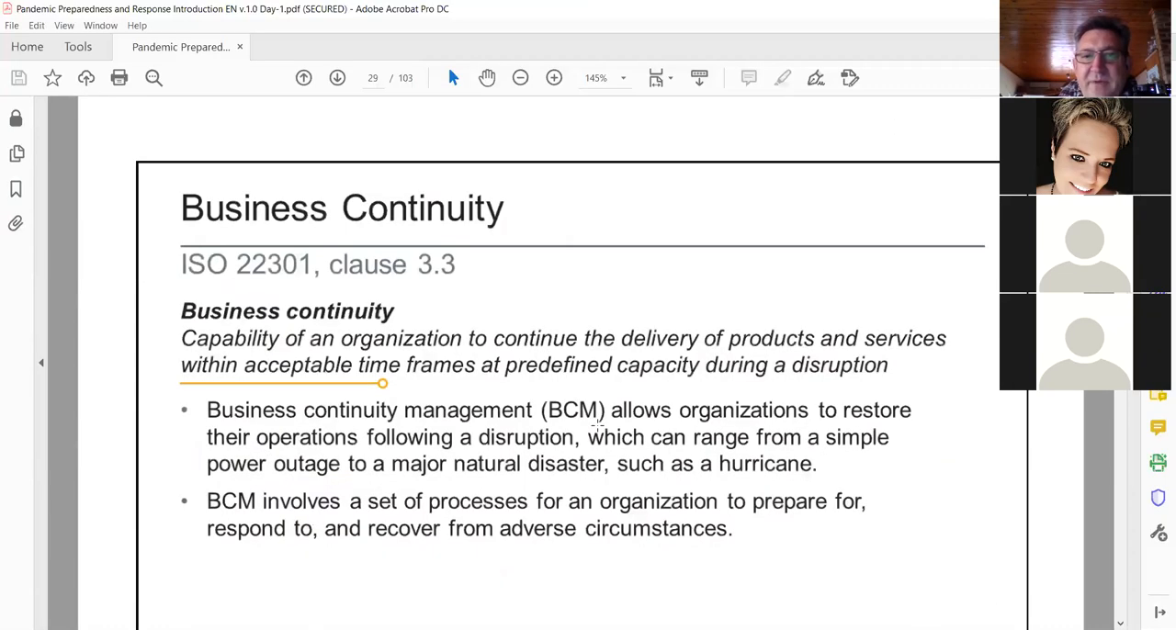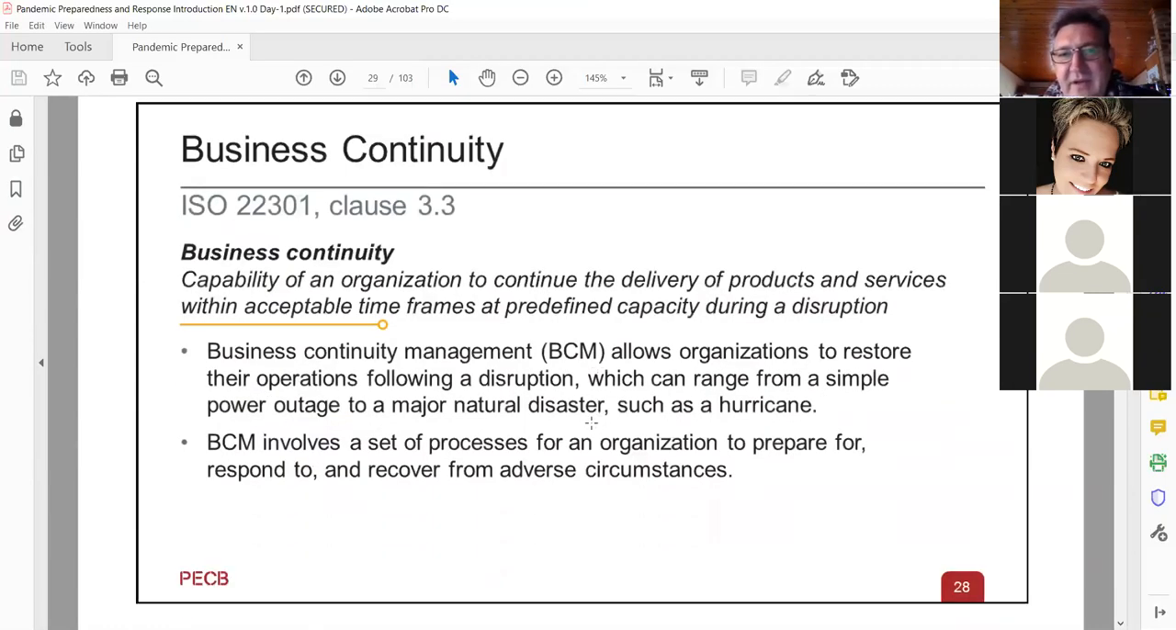So if you go to business continuity, what is business continuity? Clause 3.3 of ISO 22301 says business continuity is the capability of an organization to continue the delivery of products and services within acceptable time frames at predefined capacity during a disruption. That is so nice, because we're talking here about products and services. We are not only talking about products.